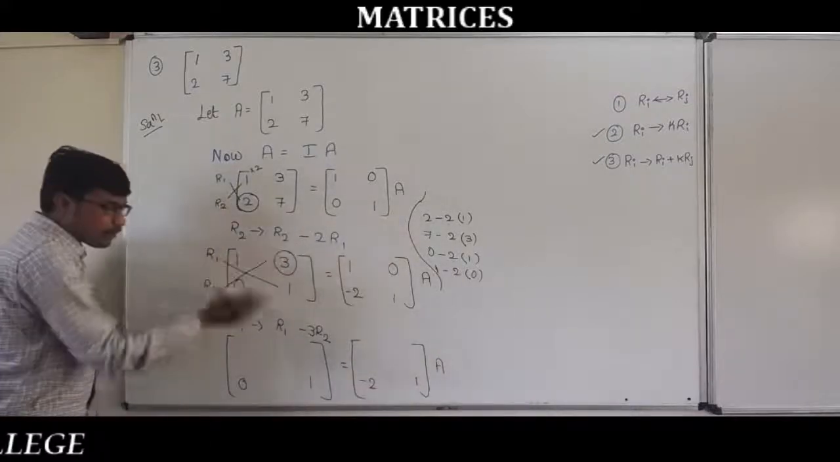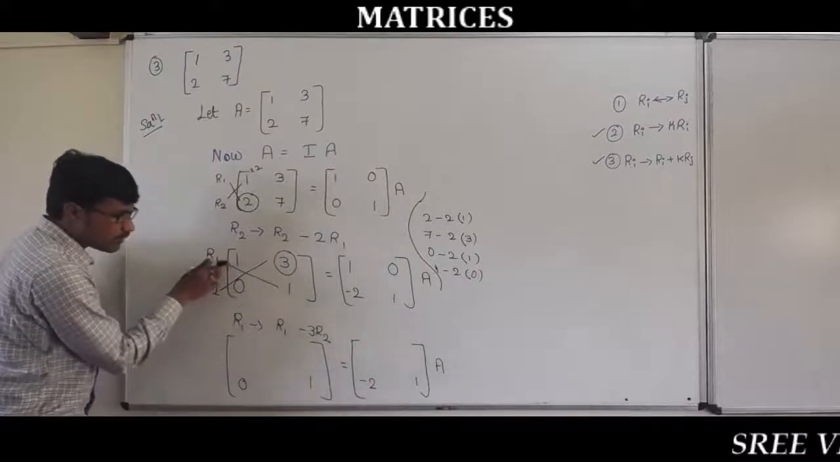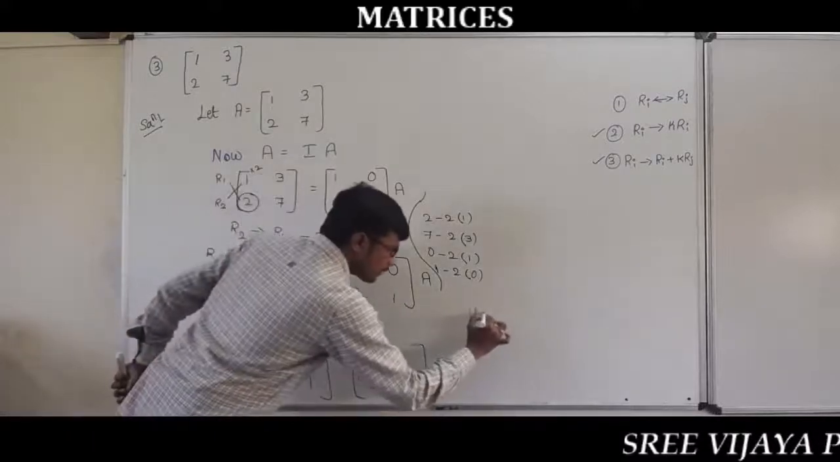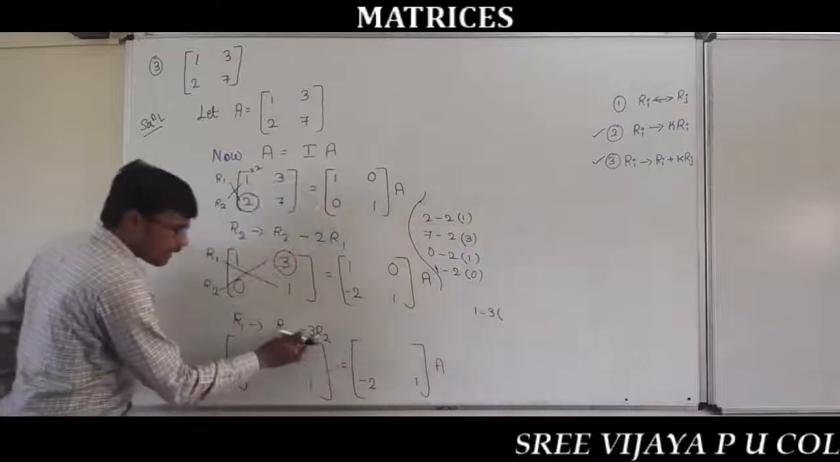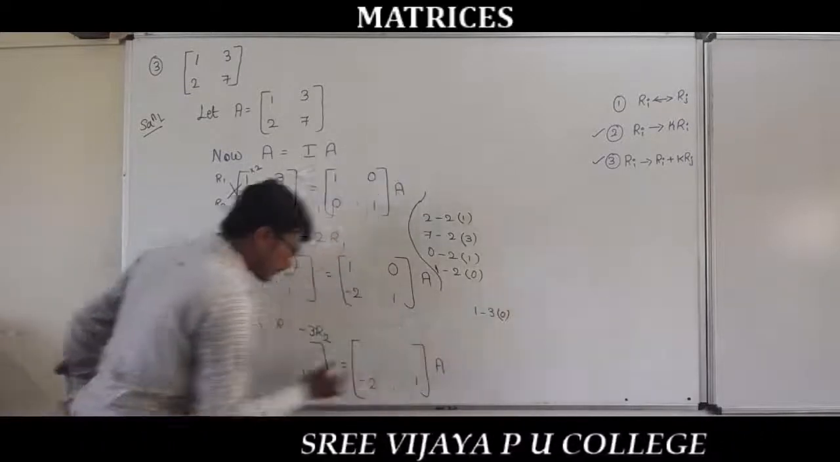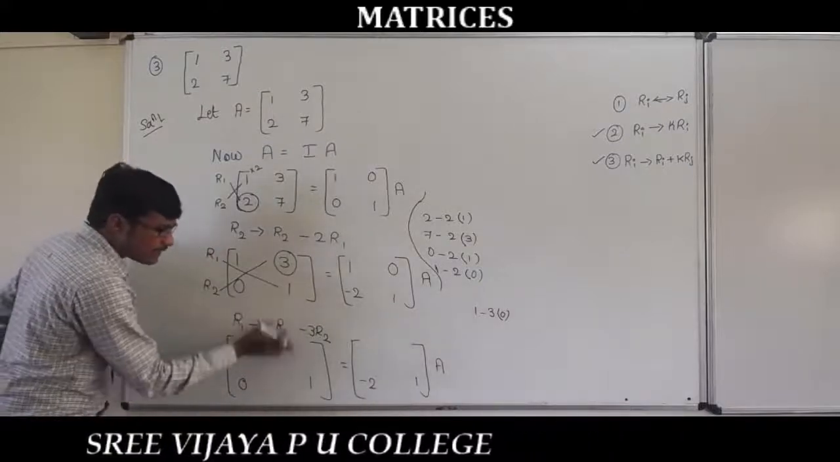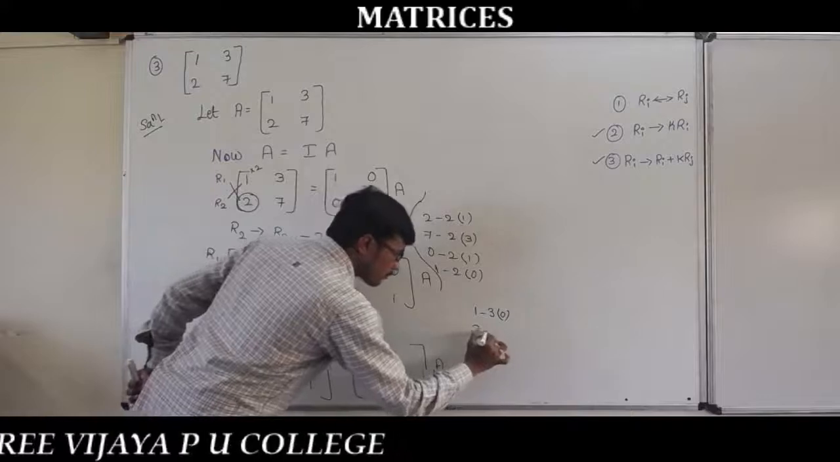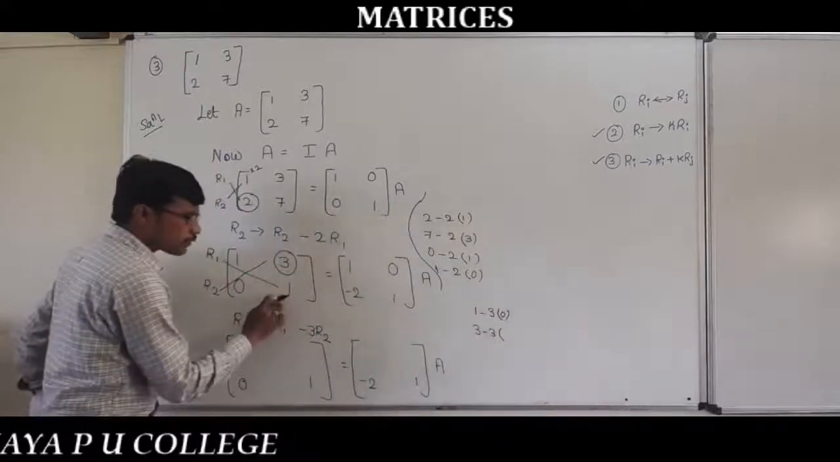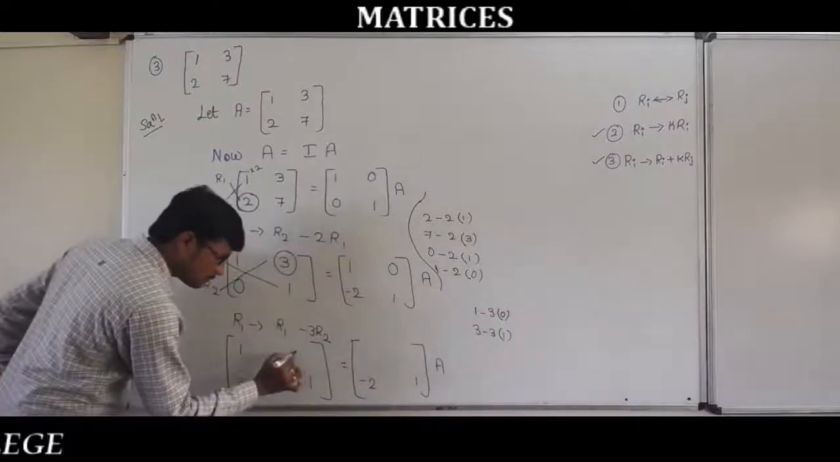Now R1. According to this elementary operation, you can write the R1 elements. R1 is 1 minus 3 into the R2 element, which is 0. 3 into 0 is 0. 1 minus 0 is 1. Next, 3 and 1. R1 is 3 minus 3 into R2 is 1. 3 into 1 is 3. 3 minus 3 is 0.